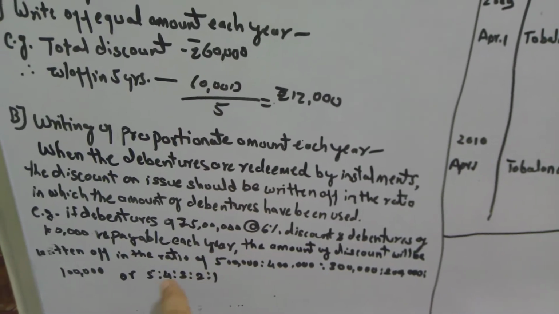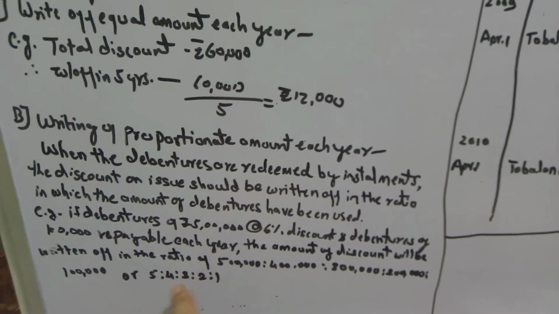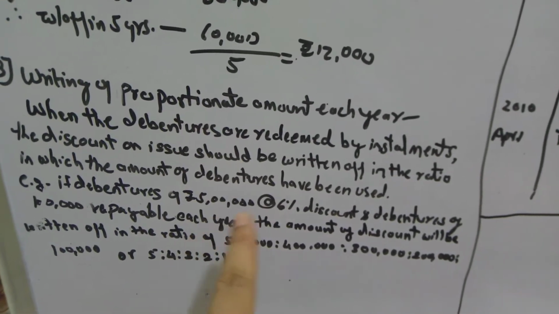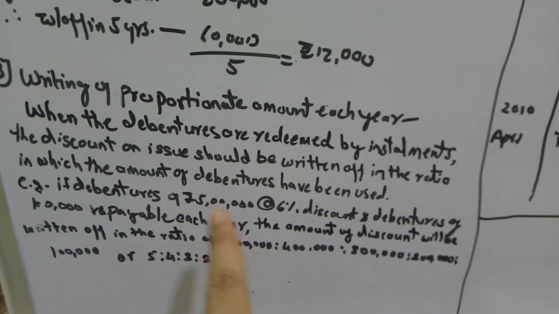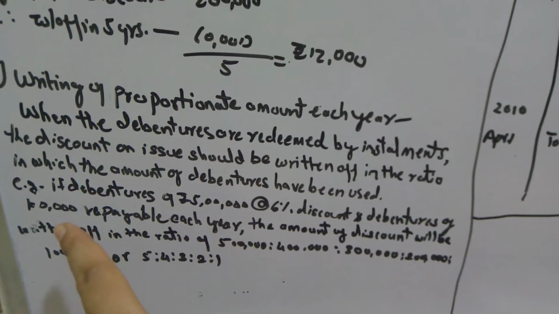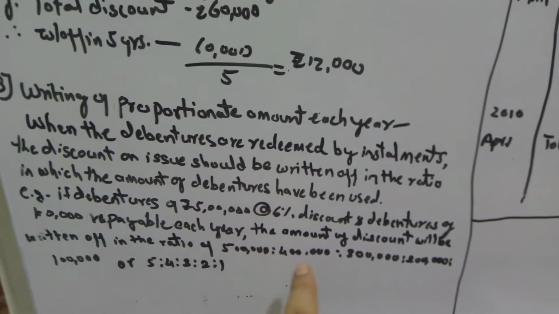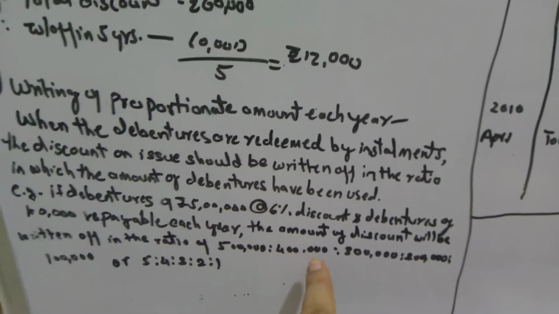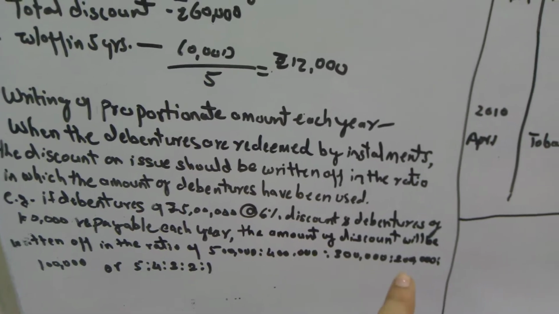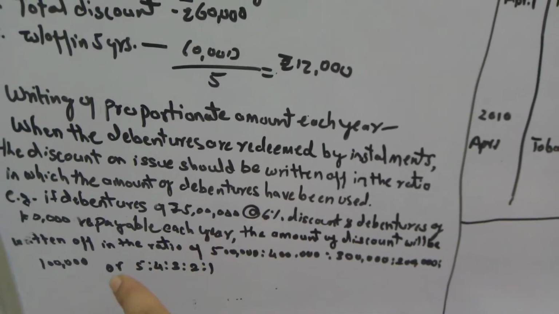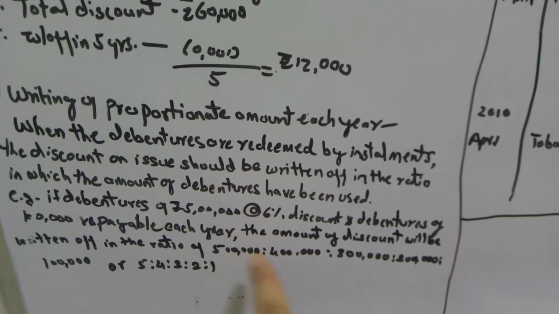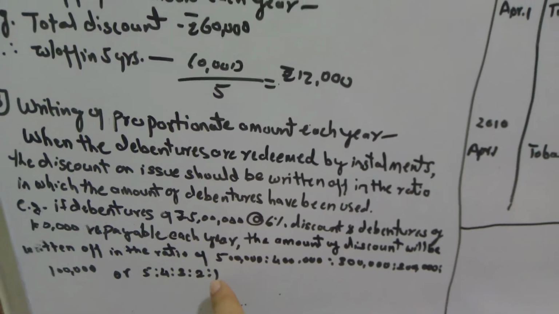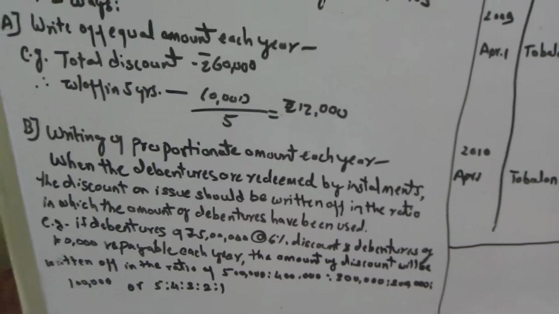So in the I have to calculate, I have to find out these ratios. So how to find the ratios? First, in the first year the entire 5 lakhs will be returned. In the second year, since at the end of the year 1 lakh is repaid, so 5 lakh minus 1 lakh gives you 4 lakh. In the same manner, in the next year 1 lakh is repaid, so 4 lakh minus 1 lakh gives you 3 lakh. 3 lakh minus 1 lakh gives you 2 lakh, and 2 lakh minus 1 lakh gives you 1 lakh. So in this way, if you cancel out all these zeros, you will get 5 is to 4 is to 3 is to 2 is to 1. That is the ratio in which discount has to be written off.